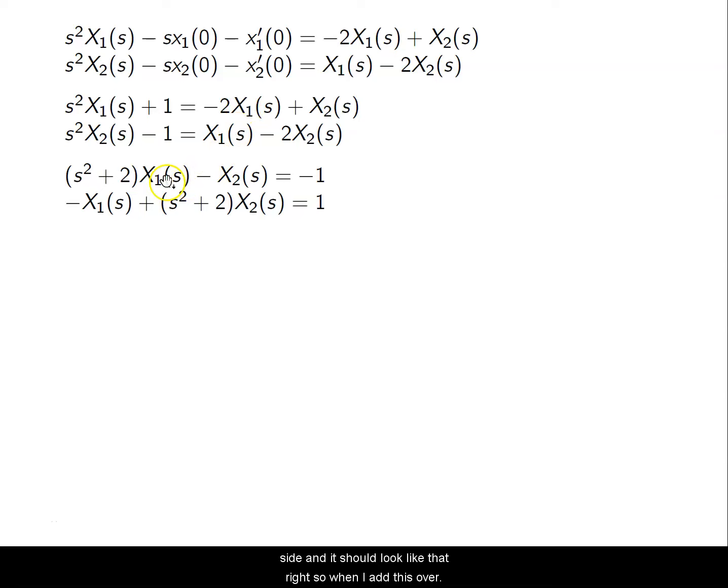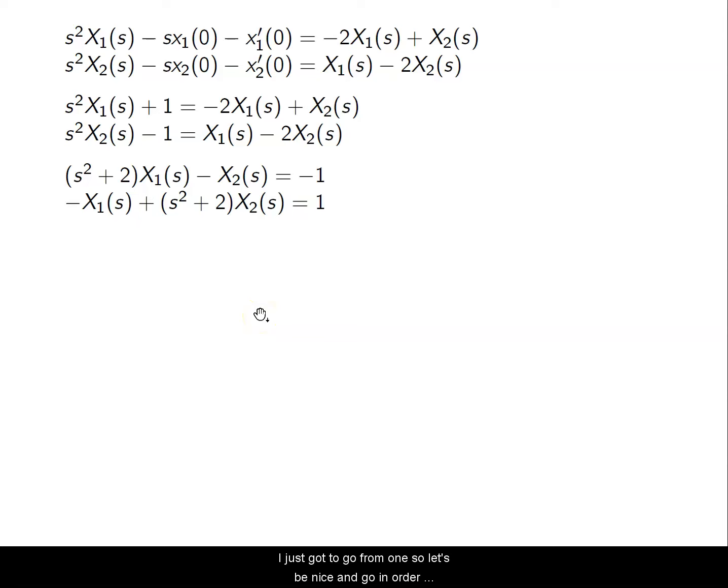So when I add this over, I can pull out that constant capital X1 on both sides, and I have s squared plus 2, right? This turns into a -1. This one moves over to be negative. Same thing on the bottom, s squared plus 2 minus an x1, and this moves over to be positive. So this is my current system that I want to solve. I just need to isolate x1 or x2. It doesn't really matter which one I go for.